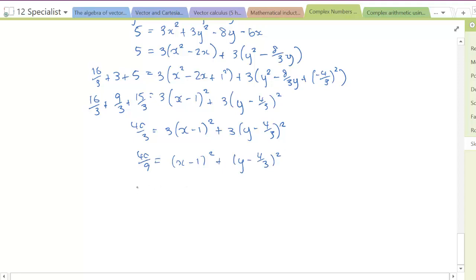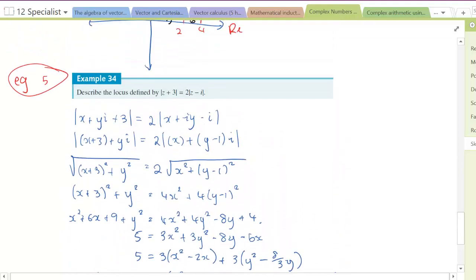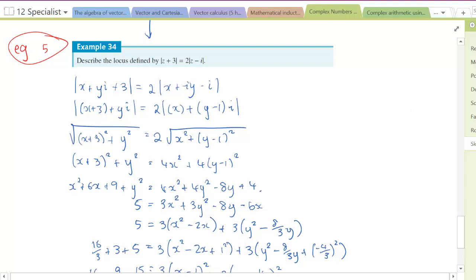And we end up with a circle with a center of 1, 4/3 and a radius which is the square root of 40 on 3. Square root of 40 is 4 times 10, so that means we end up with 2 root 10 on 3 as our radius. Okay, so there it is. There's our circle, center 1, 4/3 and a radius of 2 root 10 on 3. So that describes the locus defined by the above statement.